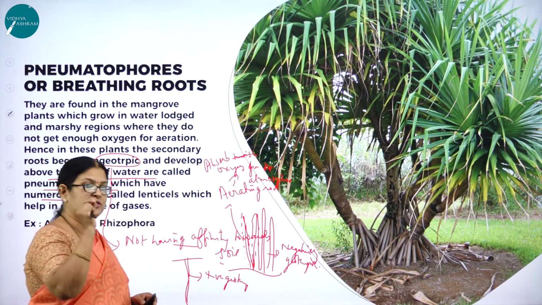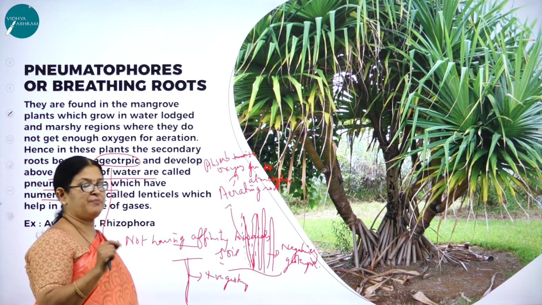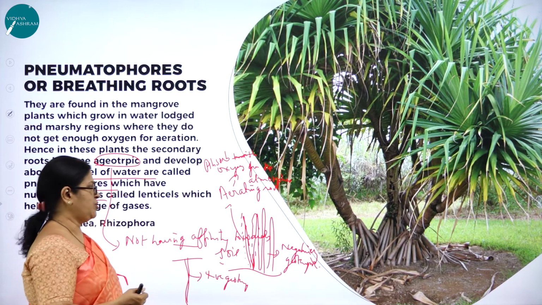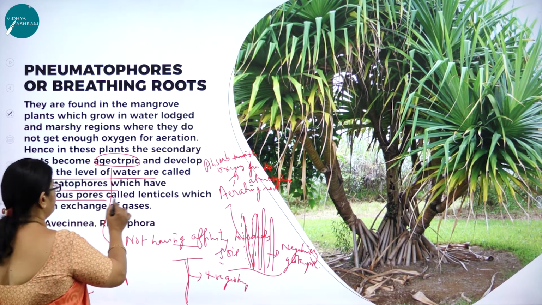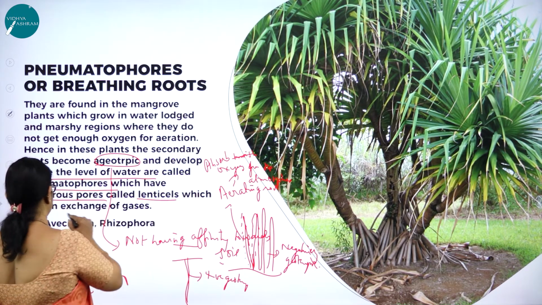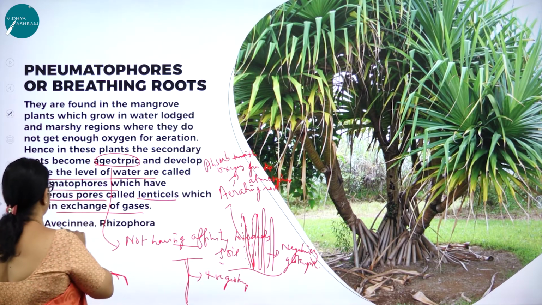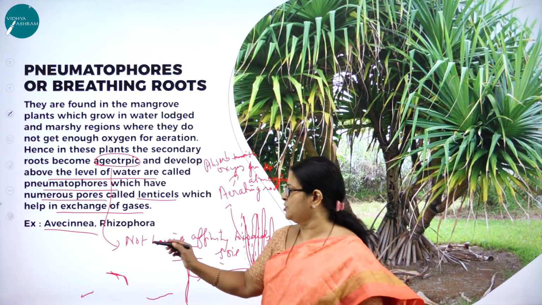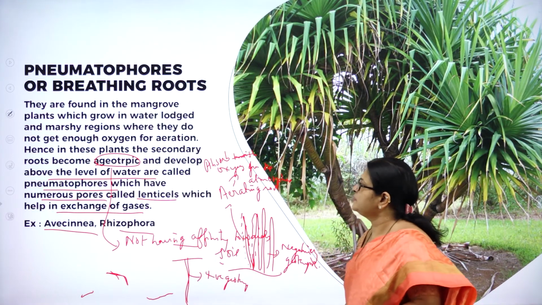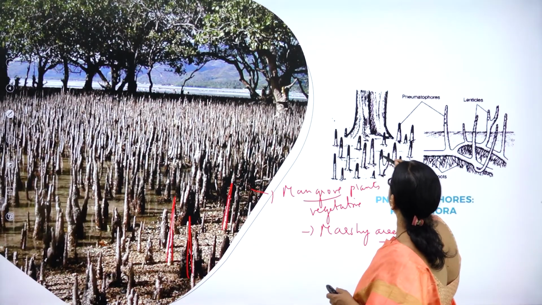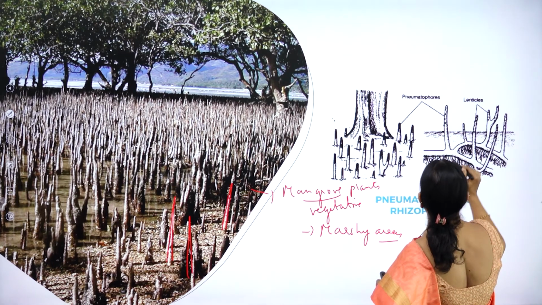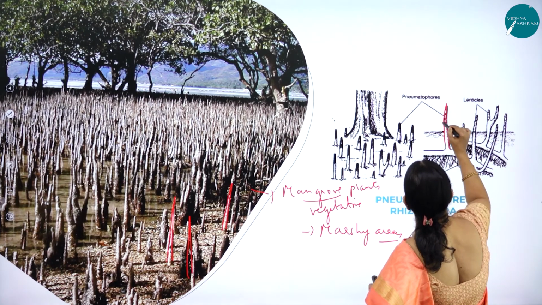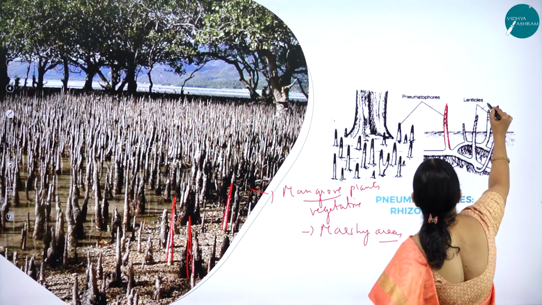So the small pores that are found on the aerating roots are mainly responsible for absorbing the oxygen from the atmosphere. The numerous pores are also called lenticels, which will help in exchange of gases. A classical example you can give is Avicennia and Rhizophora. Here you can see, these are the roots. Usually we come across roots below the soil, but here you can see the roots growing above the soil and they have small pores here. Can you see?